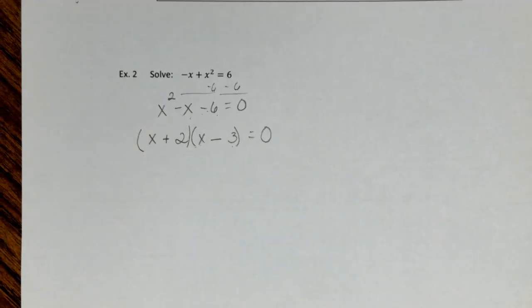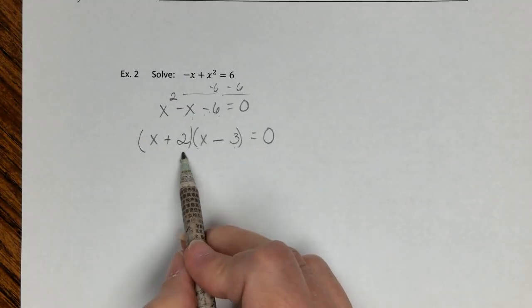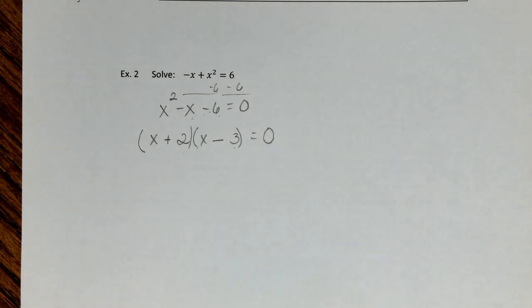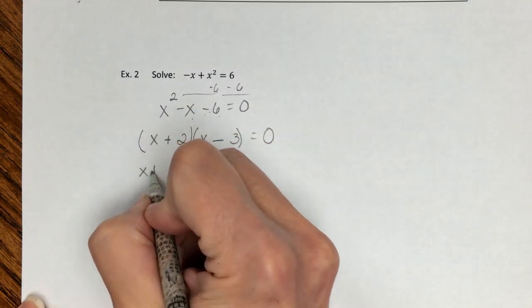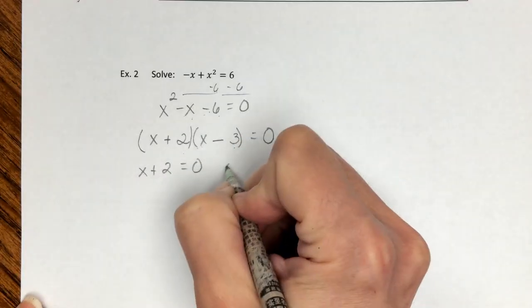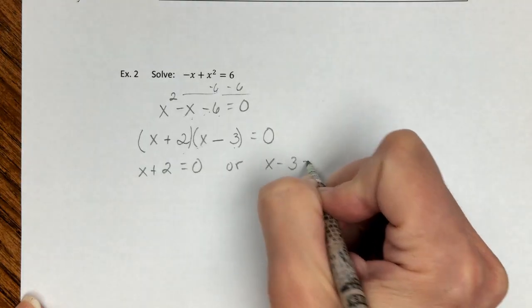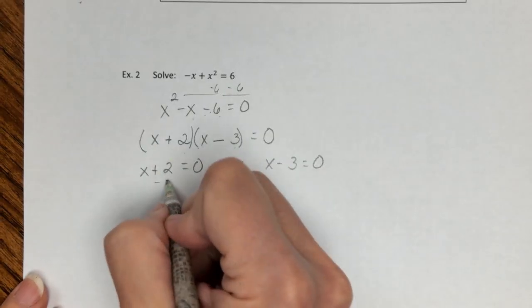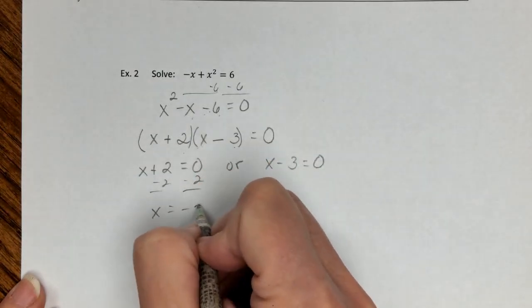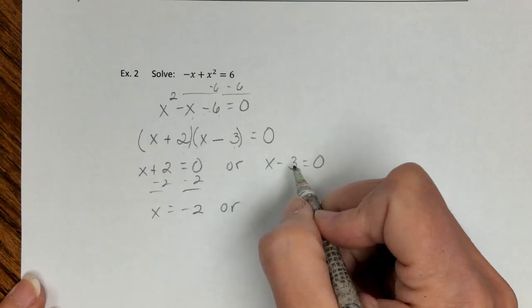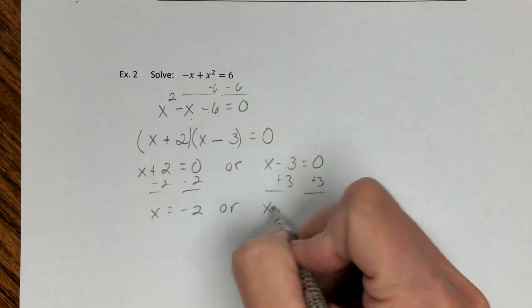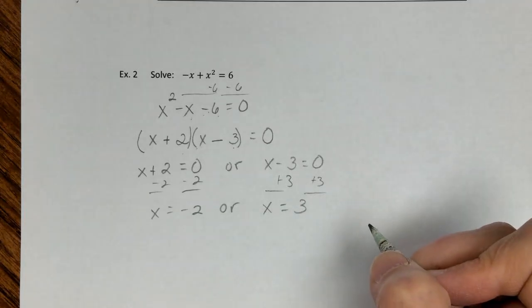And now I have two things getting multiplied. x plus 2 getting multiplied times x minus 3. And the answer is 0. That means one of those factors has to equal 0. So either this one is 0 or that one is 0. And then I solve them. If x plus 2 is 0, that means x is negative 2. And if x minus 3 is 0, that means x equals 3. It could be either one of them.